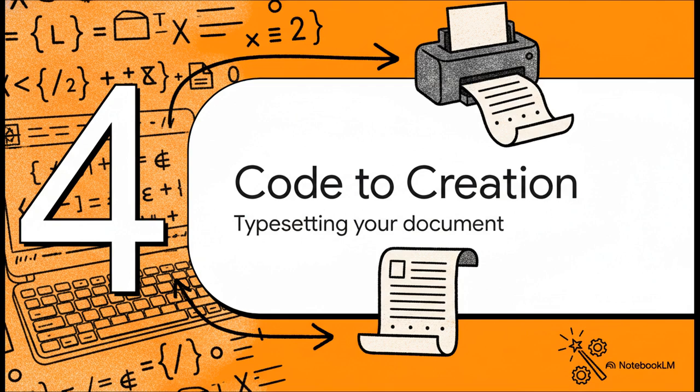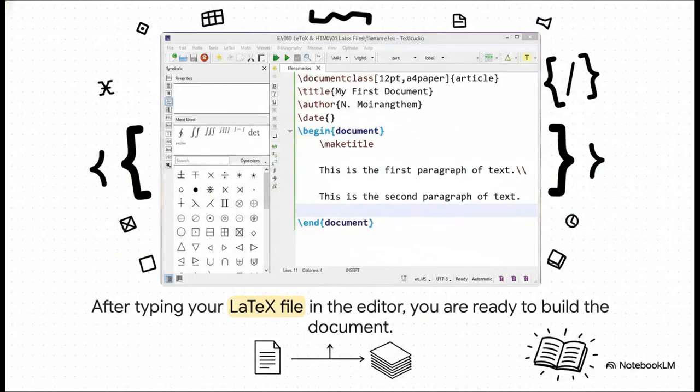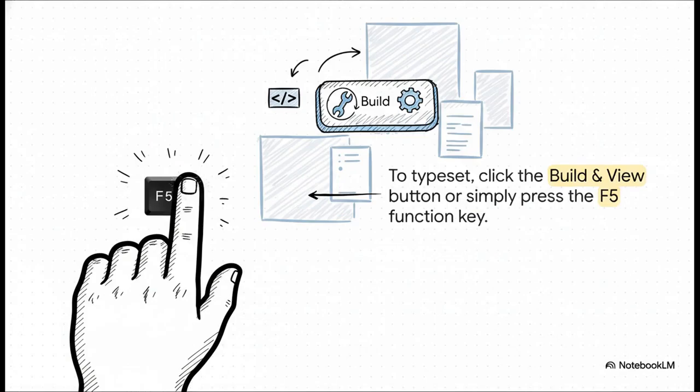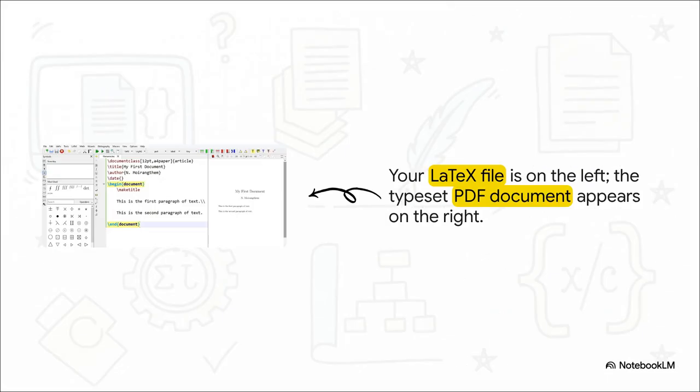Let's watch the transformation. Okay, so here we are inside an editor. Could be TeXstudio. You can see we've just typed out our preamble and the body. We've even added a few commands for a title, an author, and a date. But it's still just plain old text. Now for the transformation. You don't have to know all the complex stuff happening in the background. You just hit one button. It's usually called Build and View, or something similar. A lot of the time, you can just press the F5 key. And boom, there it is.